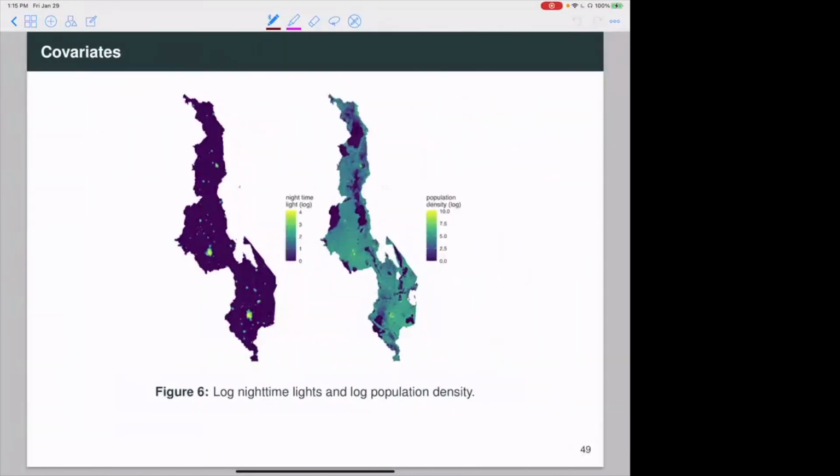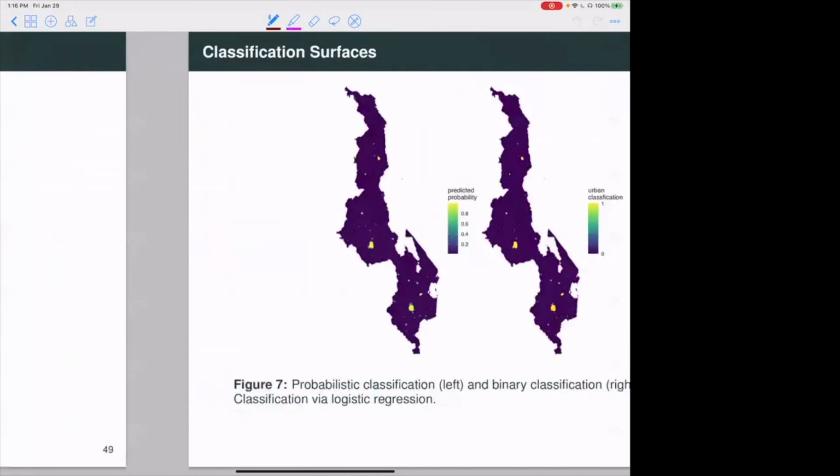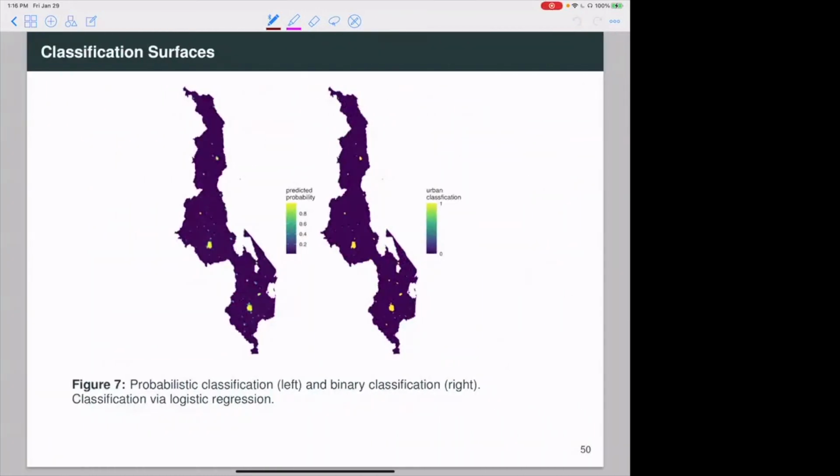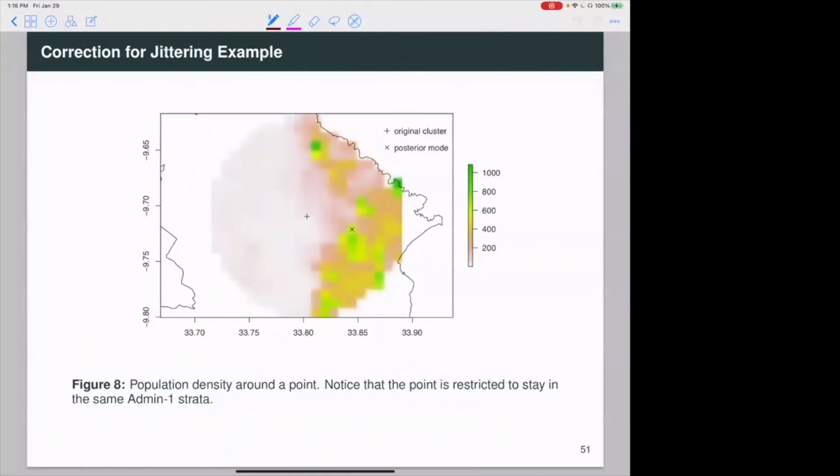So there's all sorts of surfaces you can use. This is log of nighttime lights. This is log population density. These are both for Malawi. So we use these plus other covariates. We do a classification algorithm, and then we get an urban rural surface, and then we roll that out over time, assigning density to get the proportion of each area that is urban and rural. So that's the algorithm we're currently using.